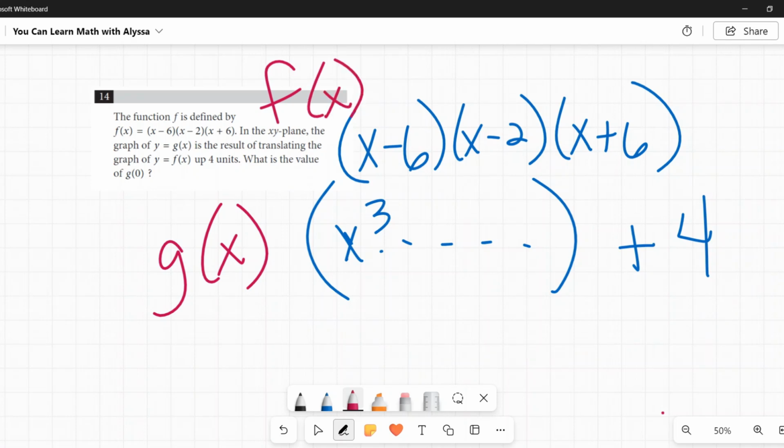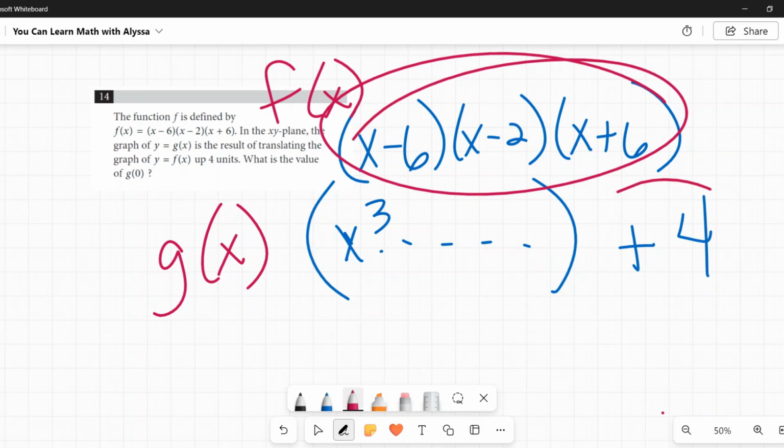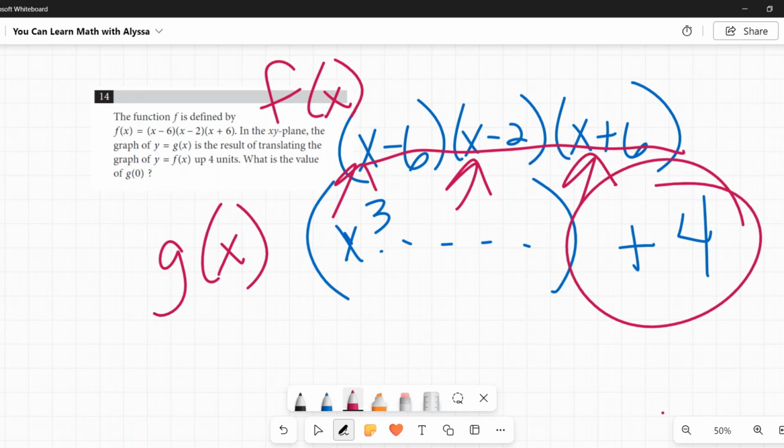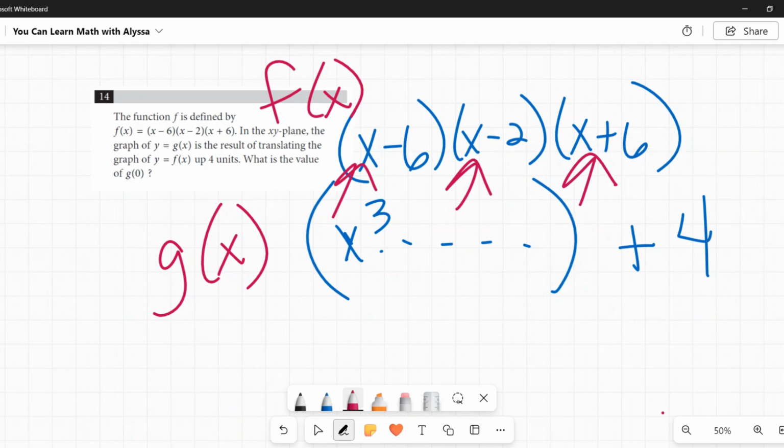So g of x, what is the value of g of 0? If I plug 0 into this, what am I going to get? And again, all this represents this up here plus 4. So what I can do is put 0 wherever there's an x here, do this math, and then add 4, and I'll get my answer. So let's do that.